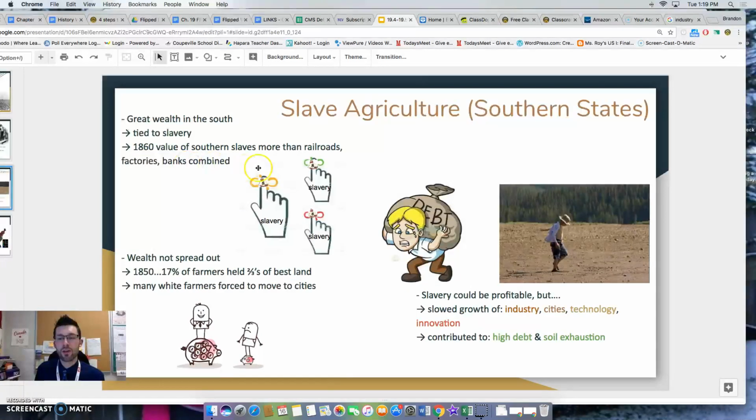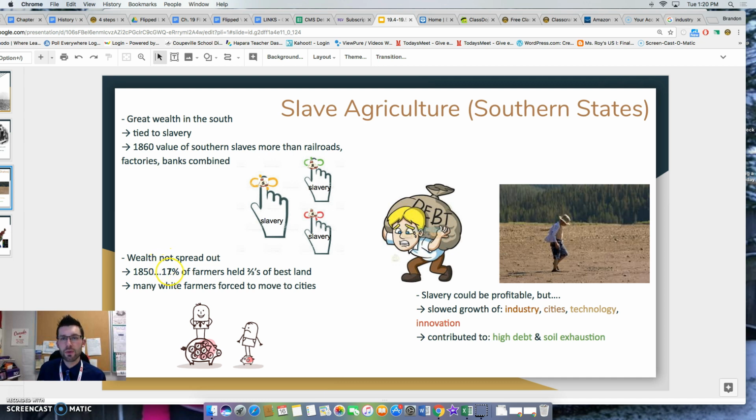Now, slave agriculture was the main economy in the South. In fact, there was huge wealth in the South. However, it wasn't tied in industry, but it was tied up in slavery. In 1860, the value of Southern slaves was more than the railroads, factories, and banks combined in the United States of America. That's a lot of money tied into slavery. Because again, if we go back to that last slide, the more slaves you have, the more land you get. And the more land you get, the more cotton you can pick. More cotton, more money.